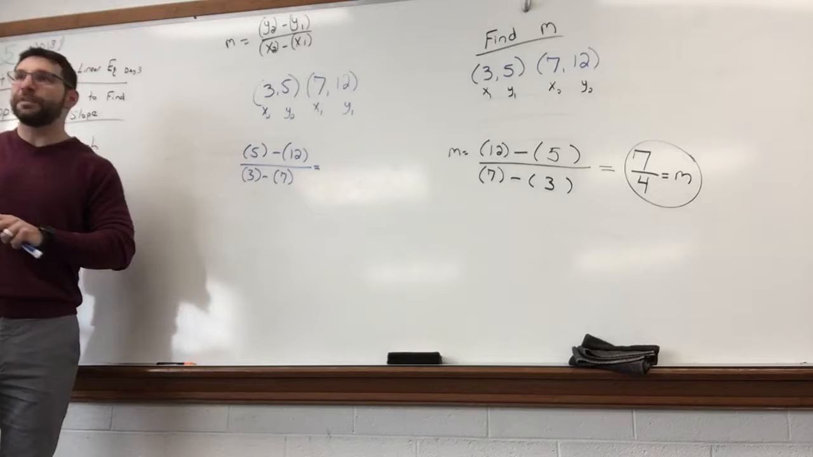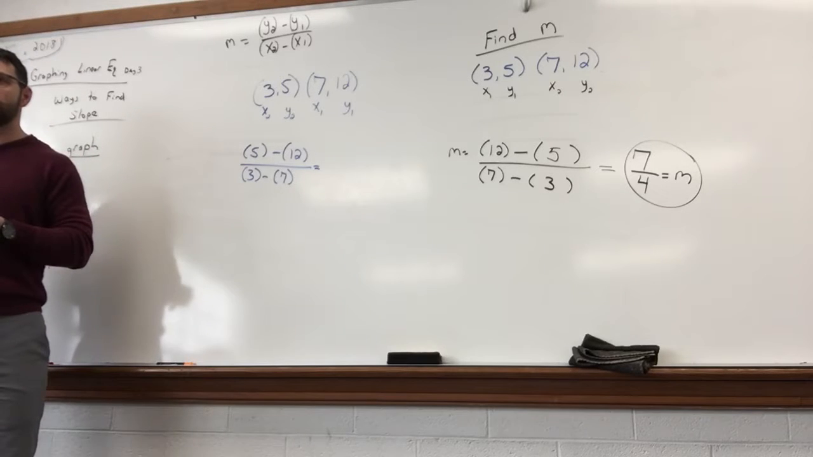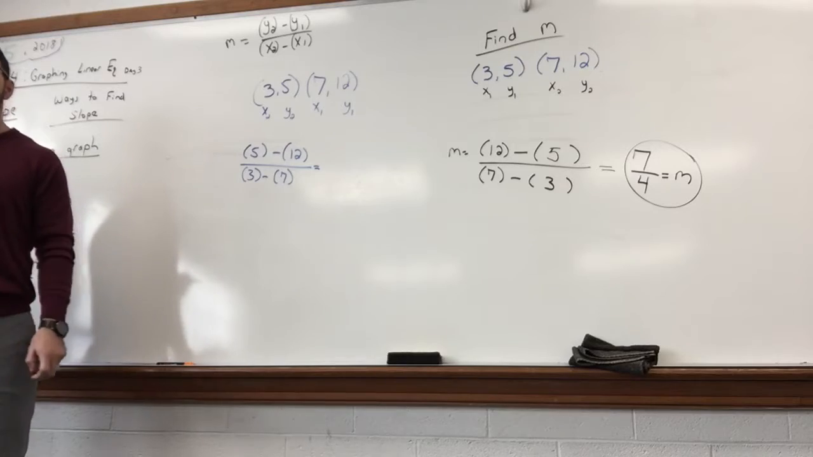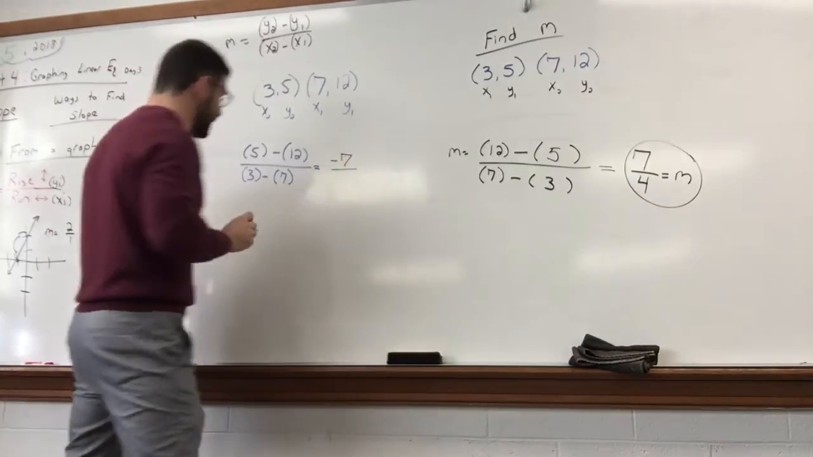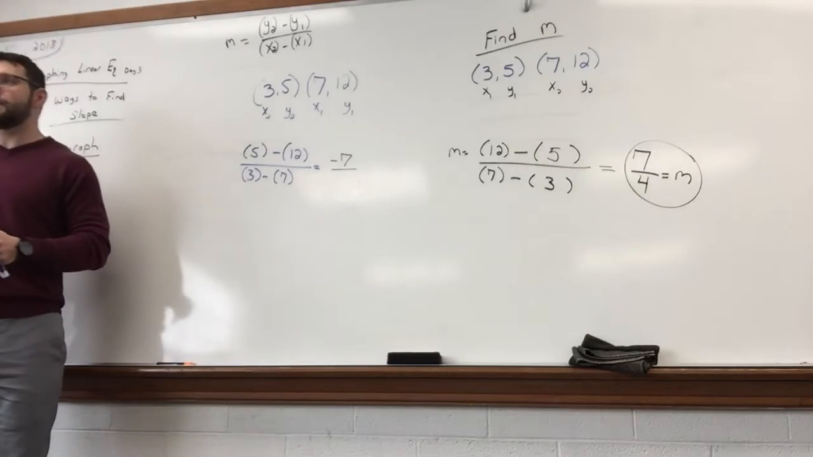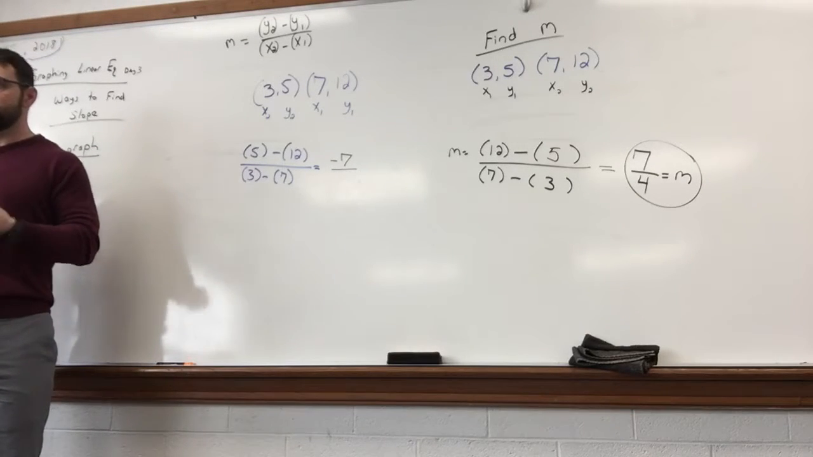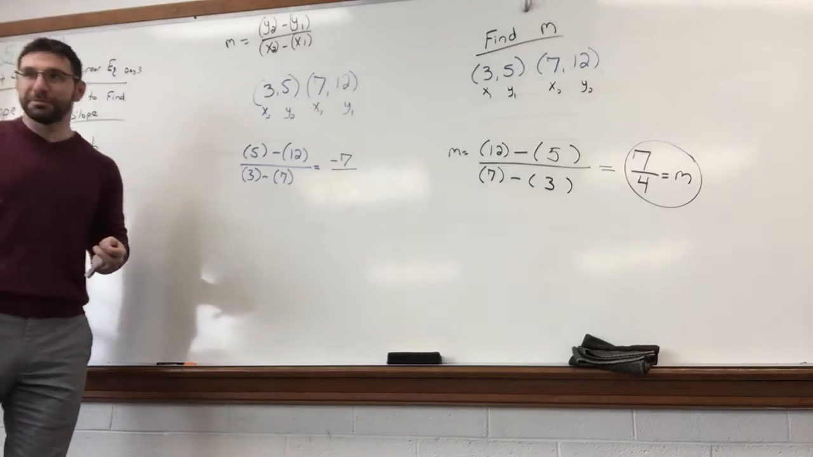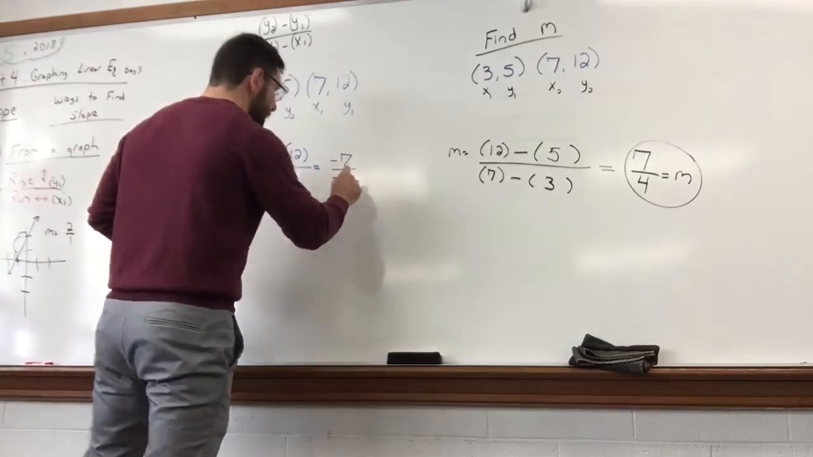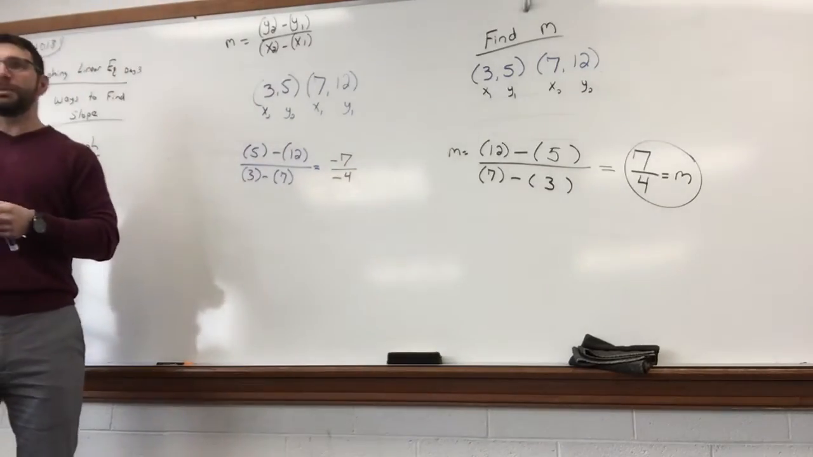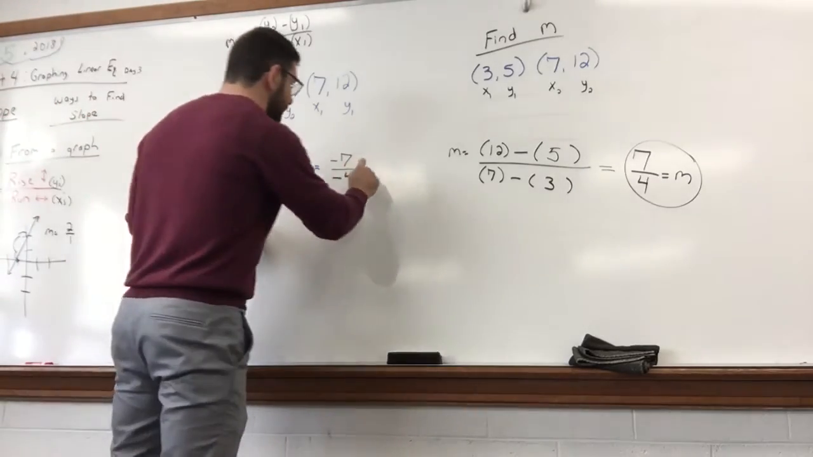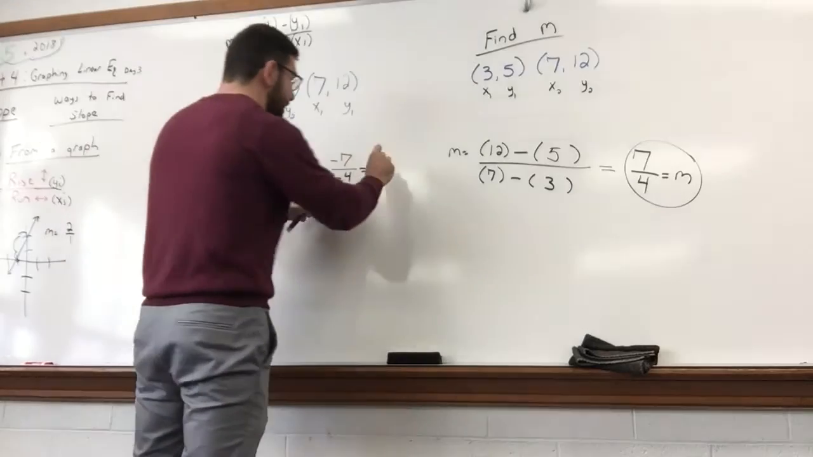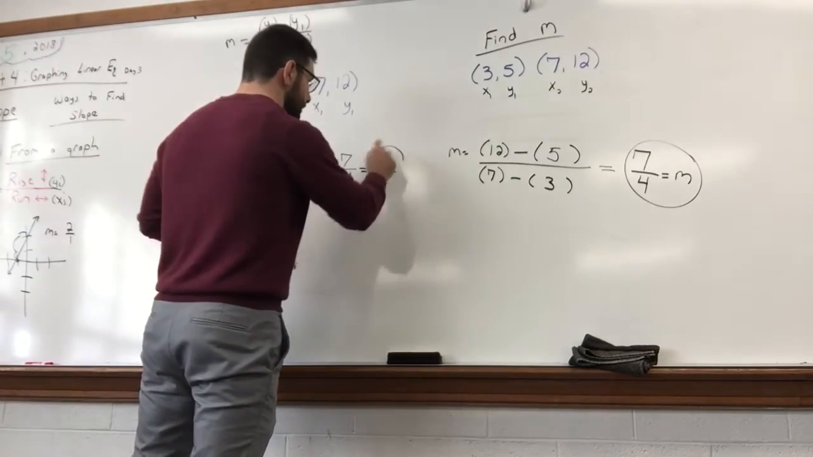So, what is 5 minus 12? So it's going to take a little bit. What's 5 minus 12, Haley? Negative 7. Divided by. What's 3 minus 7? Raise your hand. Go. Negative 4. Can I simplify this? Well, let's think about it. What's a negative divided by a negative? Oh, so I can simplify my two negatives. Negative divided by negative is positive.